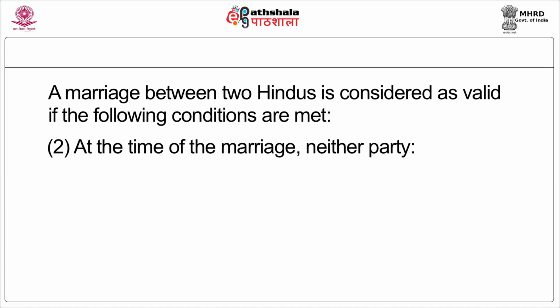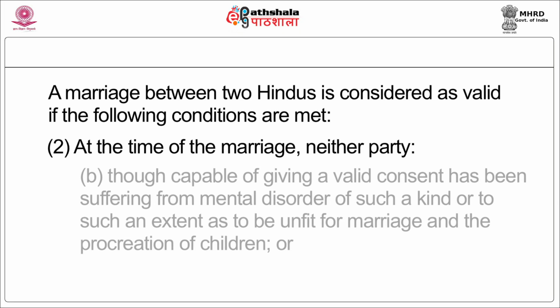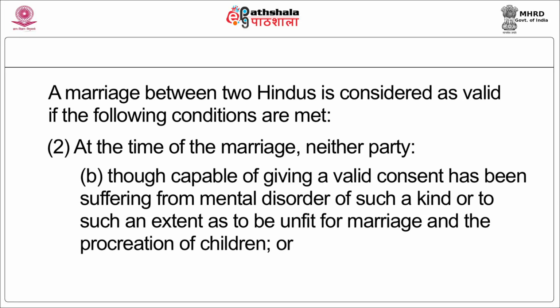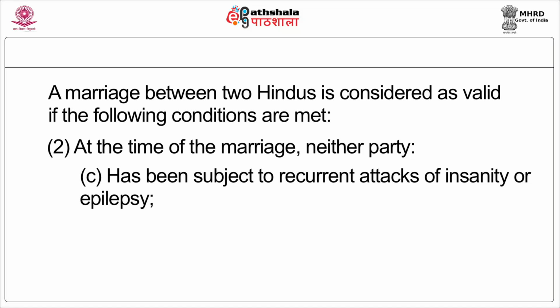Second, at the time of the marriage, neither party must be incapable of giving valid consent to the marriage in consequence of unsoundness of mind, or, though capable of giving a valid consent, has been suffering from a mental disorder of such a kind or to such an extent as to be unfit for marriage and for procreation of children, or if a person has been subjected to recurrent attacks of insanity or epilepsy.